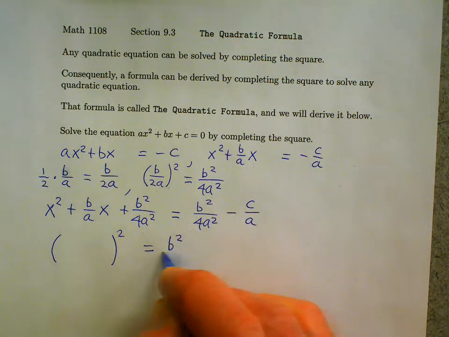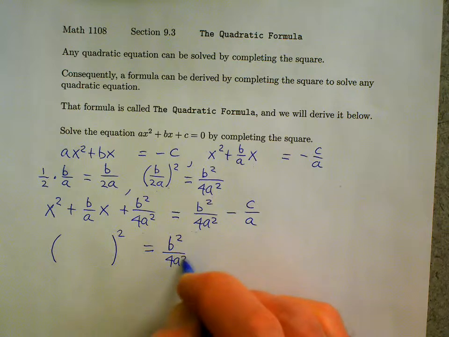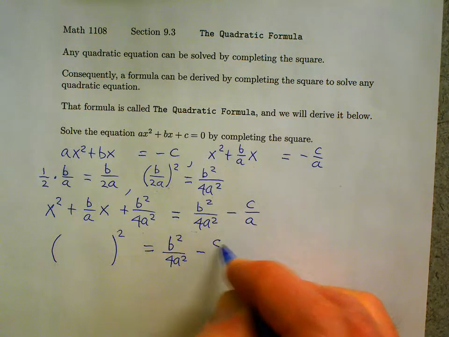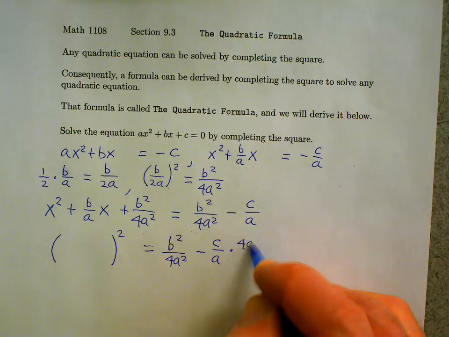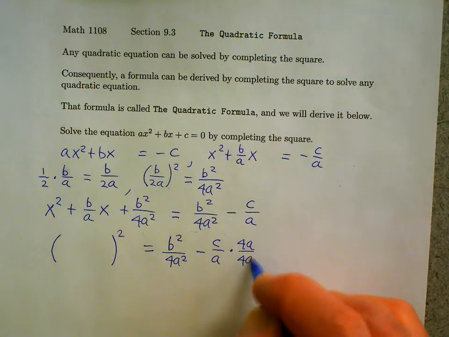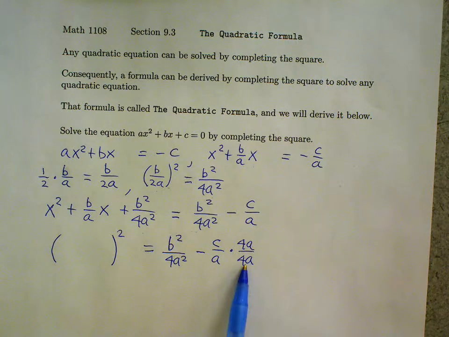We have b squared over 4a to the second minus c over a. And we multiply c over a by 1 in the form 4a over 4a. Because in the denominator, 4a times a is 4a to the second.